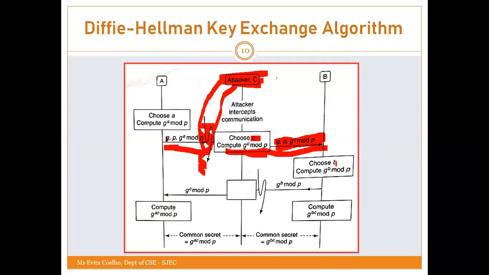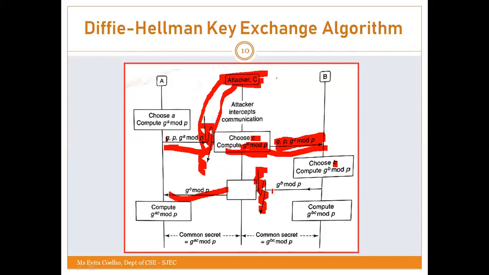So B chooses a random number, B, and he computes his own key, and sends it over the network. See what the attacker has done again. He has blocked B's public key from reaching Alice. He has read the public key, and what he has already computed here, he is sending the same thing to Alice.